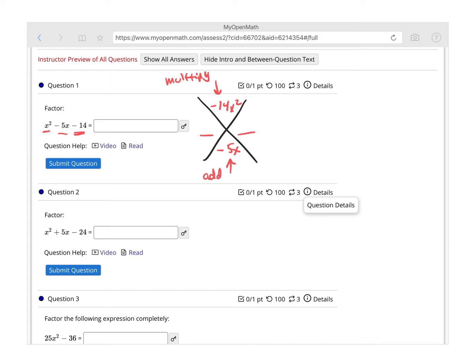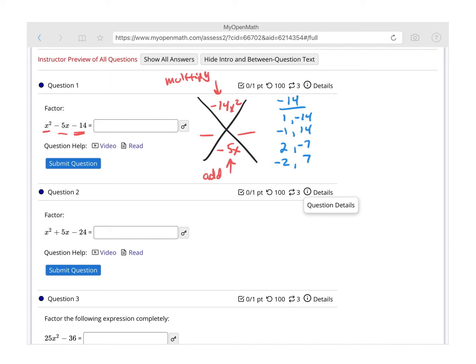So to figure out what goes there, I'm going to list all of the factors of negative 14. So with negative 14, you would have 1 and negative 14, meaning 1 times negative 14 is equal to negative 14. Or you have negative 1 times a positive 14. You could also do 2 times a negative 7, or you could do a negative 2 and a positive 7. So each of those pairs of numbers will multiply to equal negative 14.